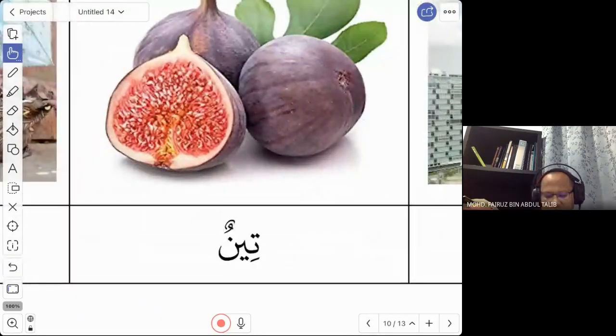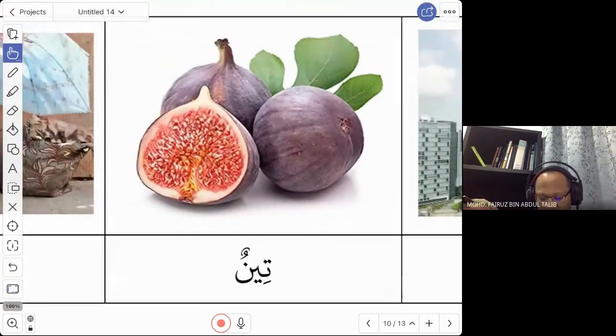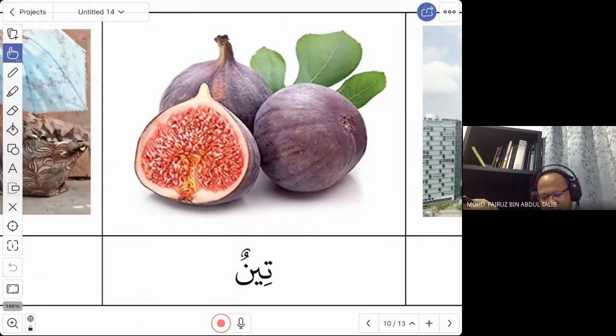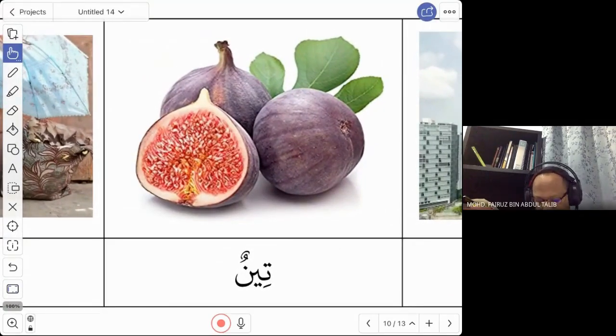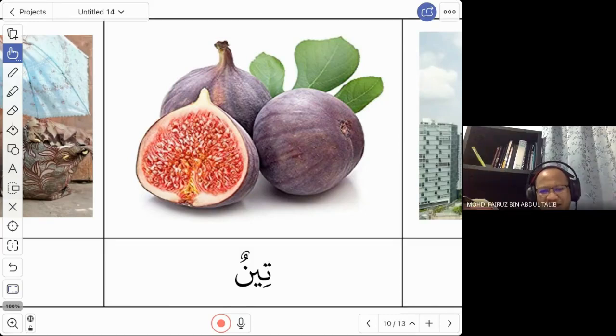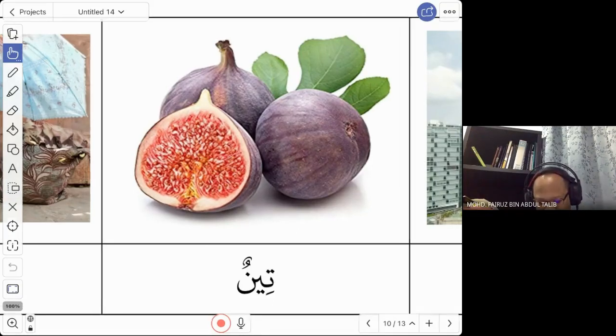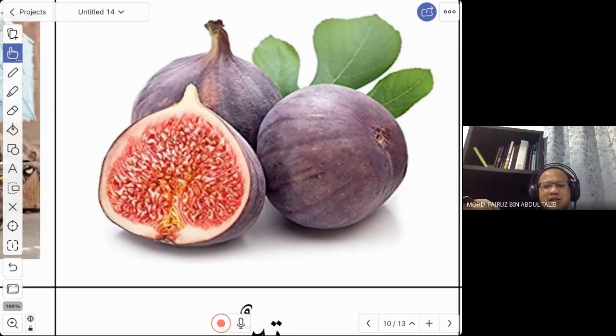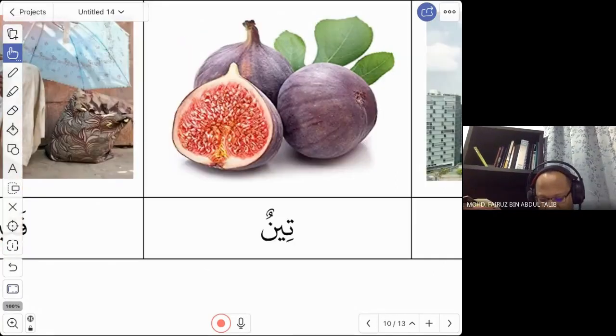Next word. This fruit. Anybody knows what is this fruit? In China, do you have this fruit? In China, in India, in Malaysia nowadays, yes, they brought some from Australia, from some Arab countries, and they grew it here. Buah tin, right? Yes, it is tin. What do you call this in English? Fig. Yes, correct. It is fig tree, fig fruit.